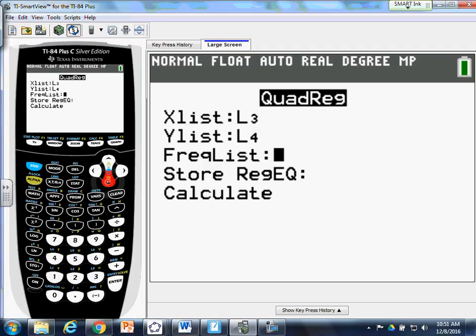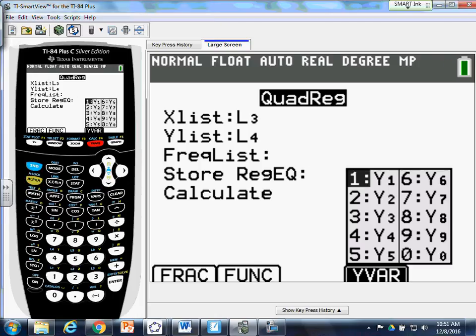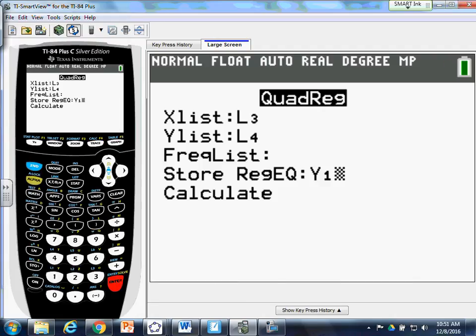The frequency list I'm going to leave blank. Make sure that's blank. We don't ever really mess with that in this type of problem. And then store the equation. If you want to have the answer automatically go into the y equals, that's where you would put it. Right here I'm going to use the shortcut to tell it to put it in y1. The shortcut is alpha trace, and then you'll get all these different y1, y2, y3. I'm just going to go ahead and have the equation thrown in y1.